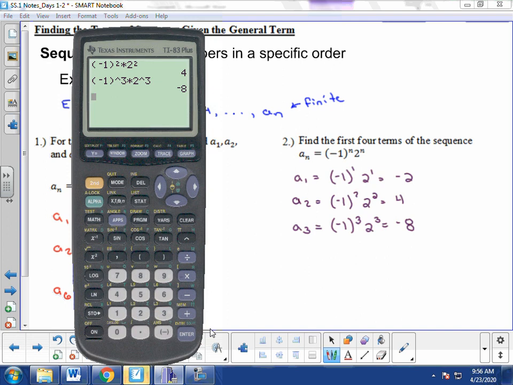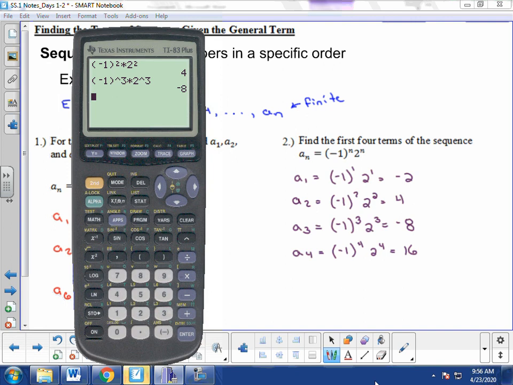Now, if you see the pattern here, you may be able to find the fourth term. If we look at the terms, this goes negative 2, 4, negative 8. You might assume the next term is going to be a positive 16. And if you typed that in or substituted in the n value as 4, you would find out that it is a positive 16. And so the first 4 terms are negative 2, 4, negative 8, and 16.